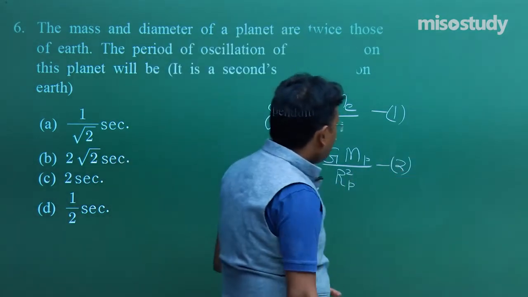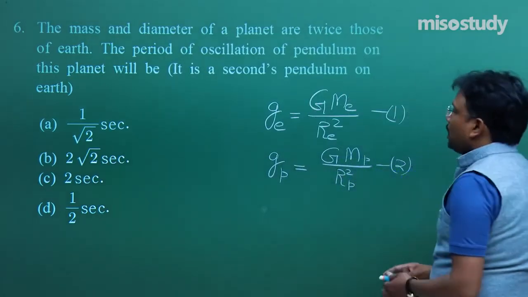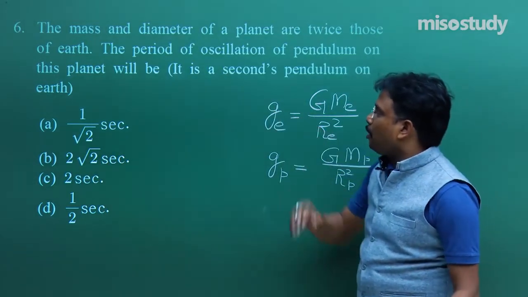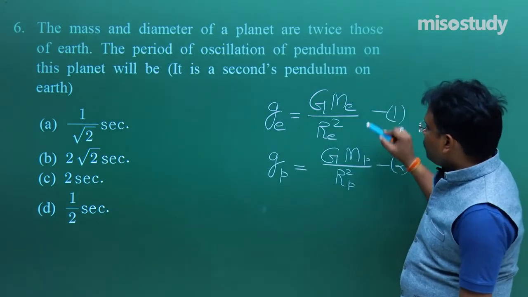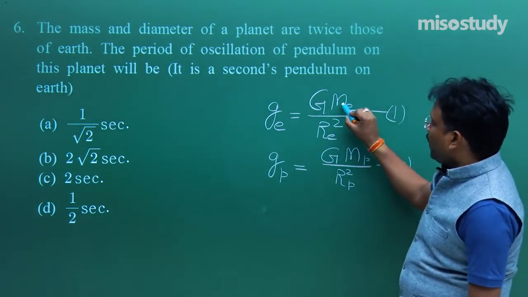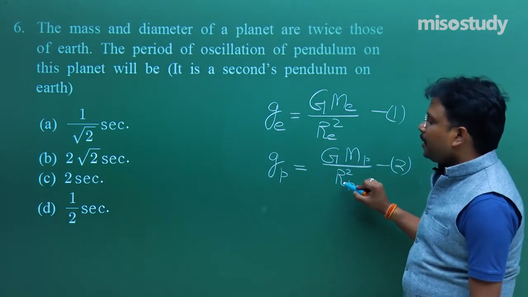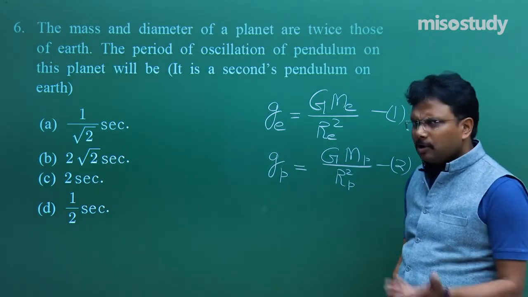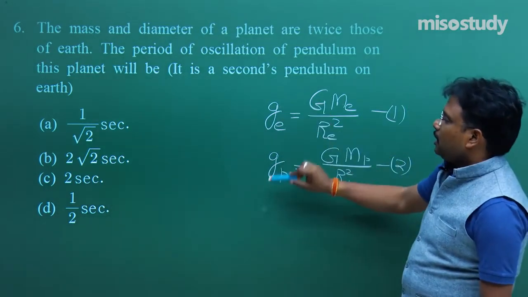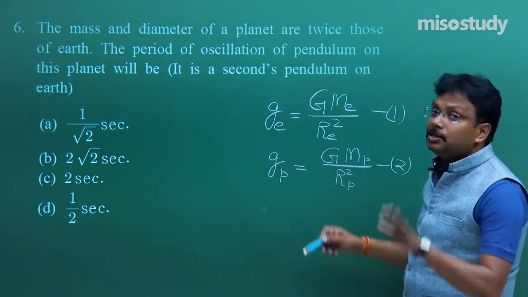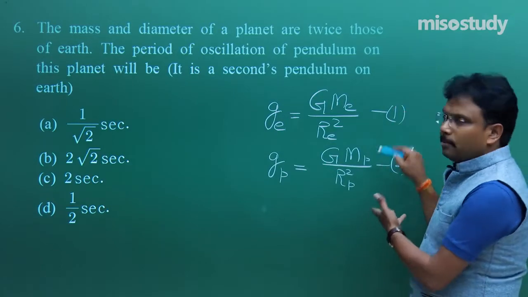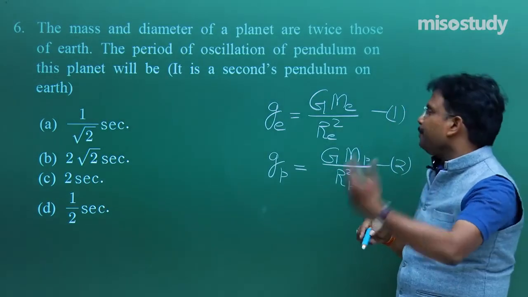Fine. So, these two equations. Now, take a look at the problem again. Mass and diameter twice, it means MP is equal to twice ME and RP is equal to twice RE. Clear? Accordingly, we can get the value or the different value of g and gP. How? Divide 1 by 2, divide 2 by 1, simple. Fine.